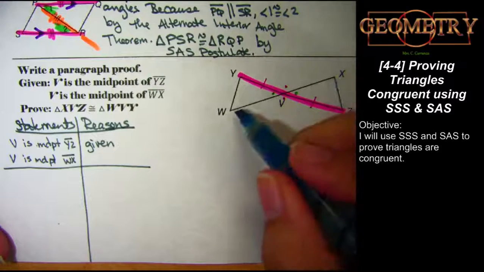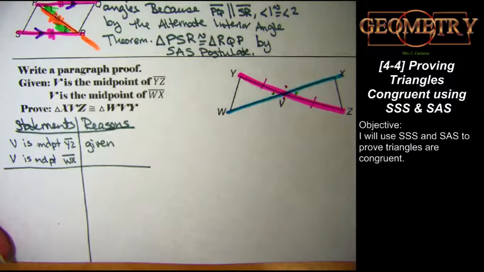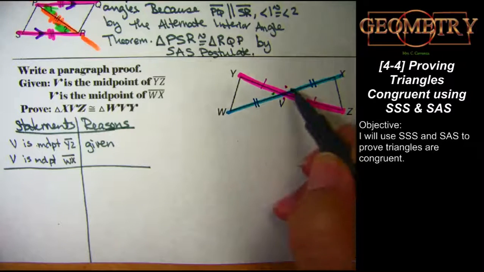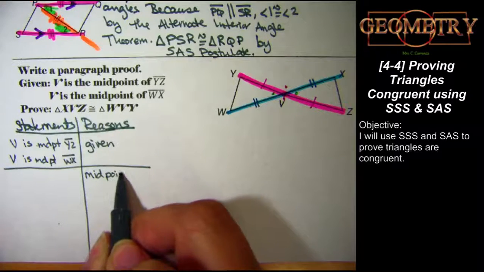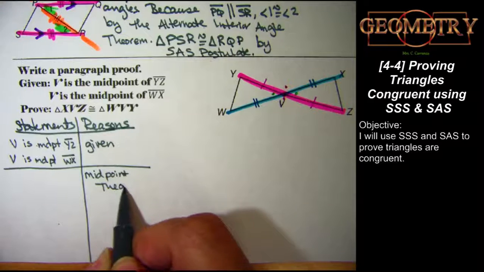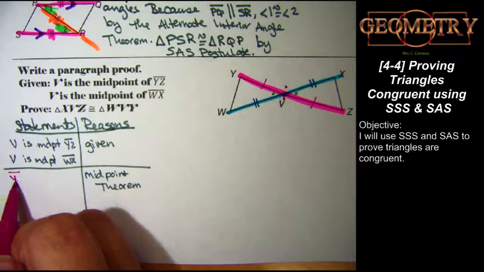All right. So now that I have this, I'm going to use my given to say V is the midpoint of WX. So what other pieces can I say are congruent? That WV is congruent to VX. That's what I'm going to write as my next statement. I use the fact that V is a midpoint along with our midpoint theorem to state that those pieces of segments on either side of V are congruent to each other.